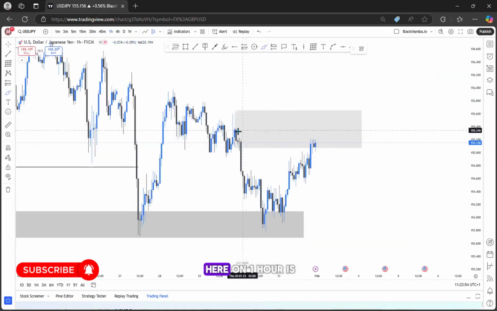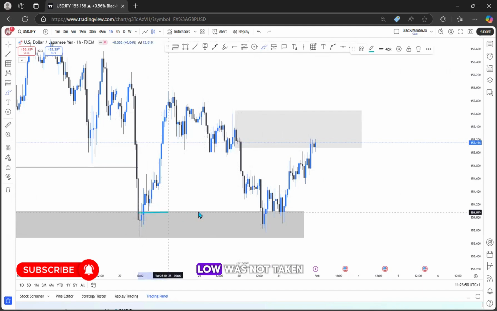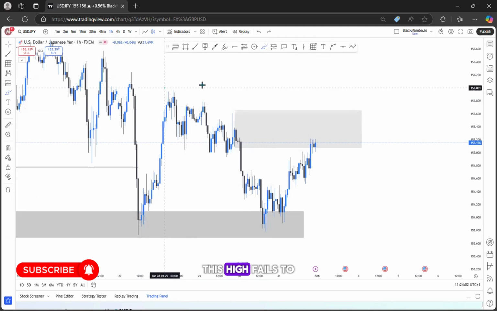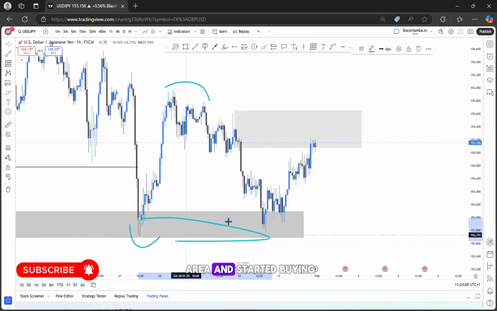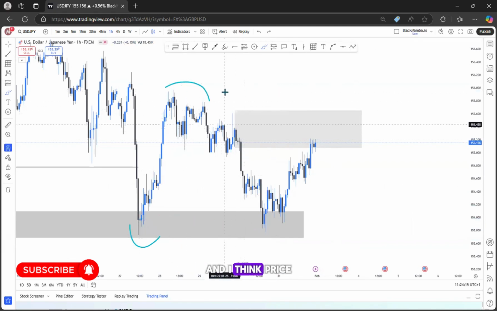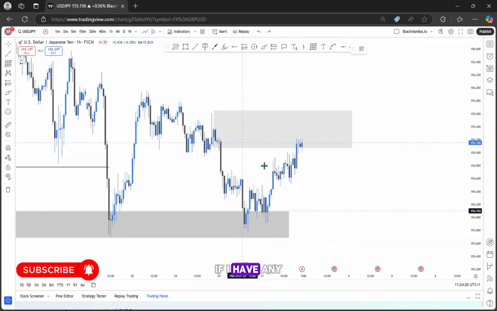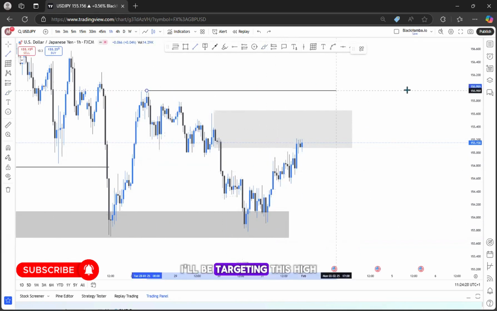What I'll be expecting here on 1 hour is, if you look closely, you see that this low was not taken out by this side. This high fails to take out this low. Price came to this area and started buying. So this high is vulnerable, and I think price will likely take it out. If I have any buying opportunity, I'll be targeting this high.